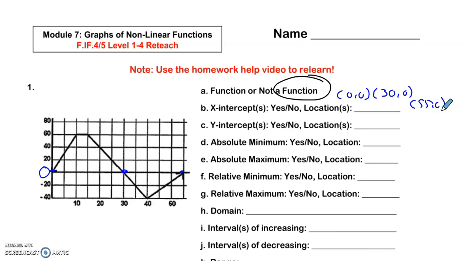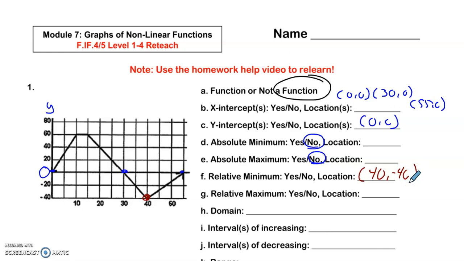Taking a look at the next one, the y-intercept. It hits over here on the y-axis at (0, 0). Now, an absolute min. On this one, there isn't any. The absolute max, there isn't any. And the relative min, so the relative min is as low as it's going at this point, is right here, and that would be at (40, -40).